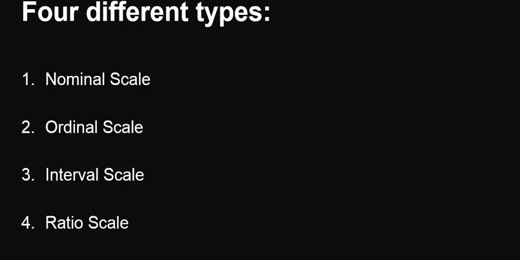First, it's nominal scale, and second one is ordinal scale, third one is interval scale, and fourth one is the ratio scale. So these are the various scales in which the variables are expressed or measured.